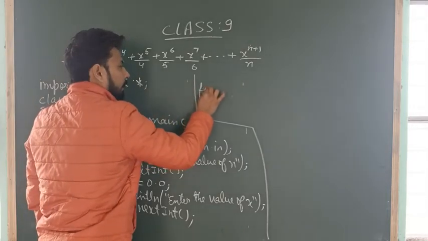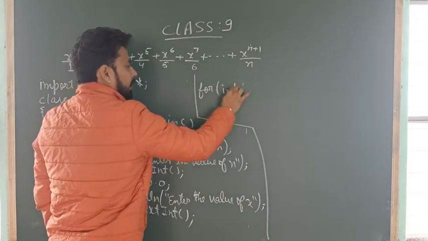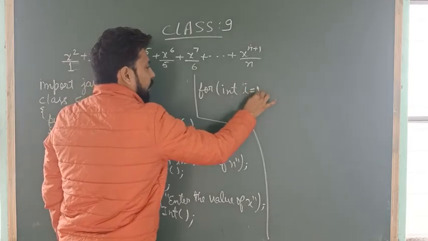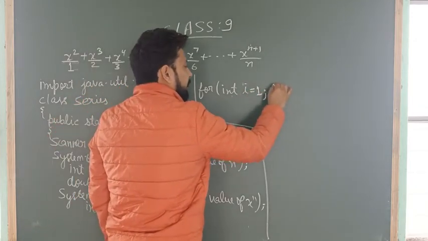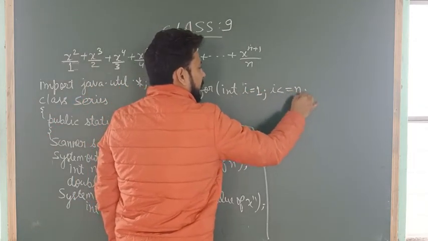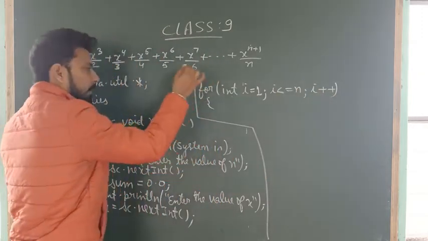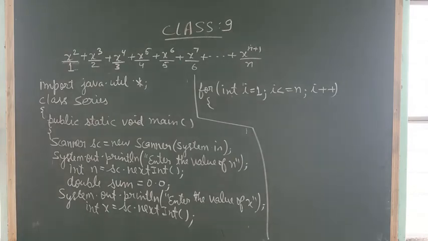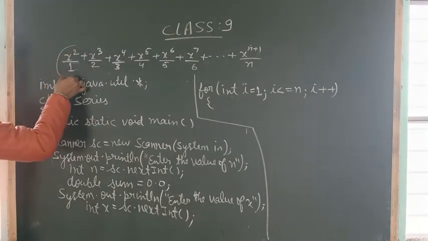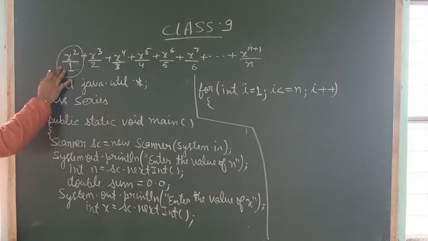So for int i = 1; i <= n; i++. Till n it will work. After that, what are we going to do in our numerator and denominator? Just see this part only.